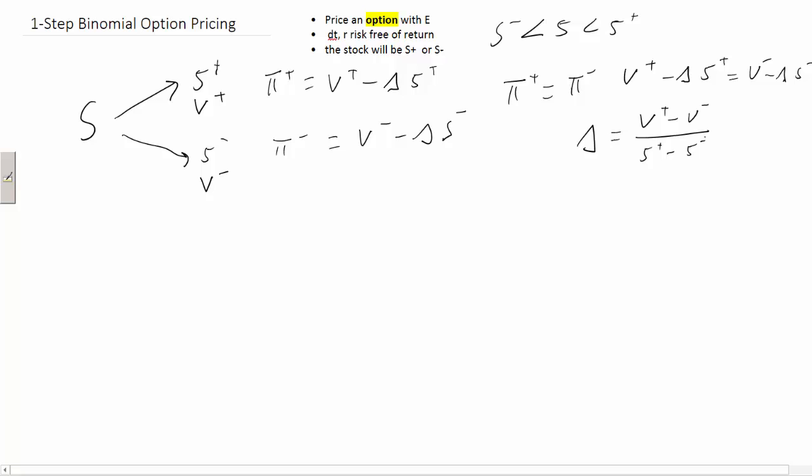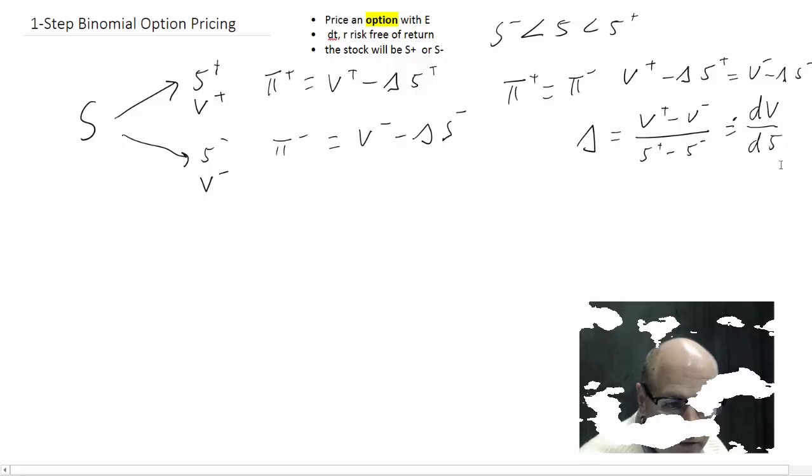Now, let's just take a second to look at that, because that looks very familiar. If I look at it as the stock's either going to go up or down, this looks like the thing I'm circling here, the V plus minus V minus. That's the difference in the option price, whether the stock goes up or down. So it kind of looks like the difference in the option price divided by the difference in the stock price. And I wrote the difference like slope, like derivative, on purpose.